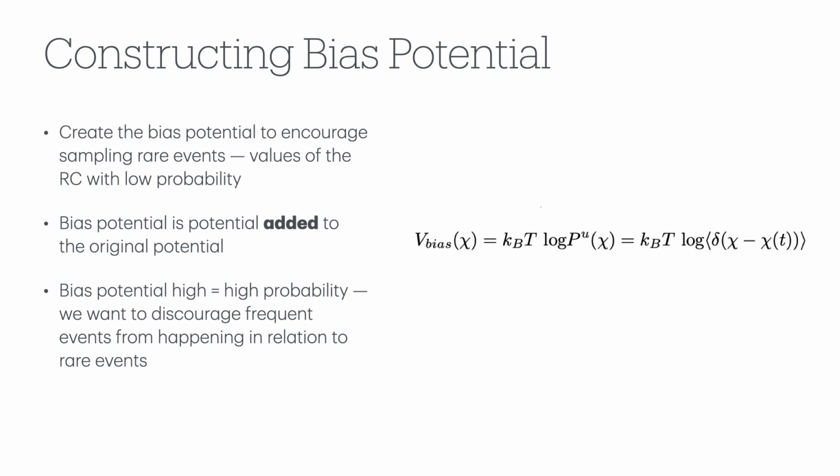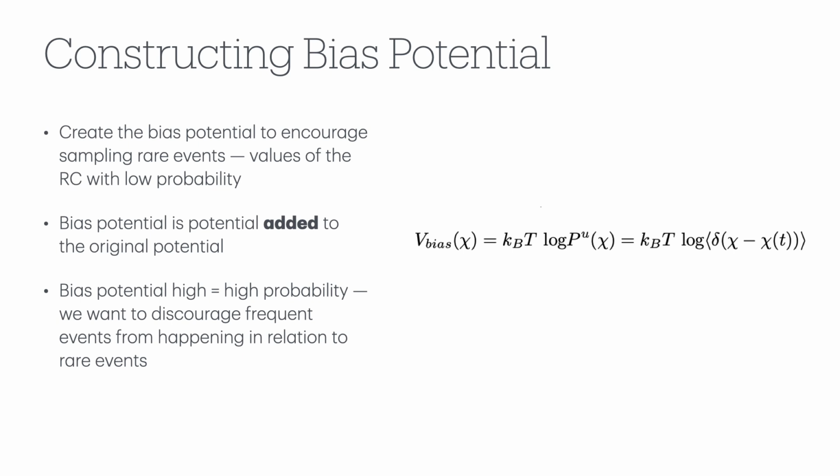So we want, and these rare events are values of the reaction coordinate with low probability. And remember, this bias potential is basically what is going to be added to the original potential. So if the bias potential is high, that means we want to match that with things that have a high probability of happening in our chi space. Why? Because that means we want to discourage these frequent events from happening in relation to rare events.